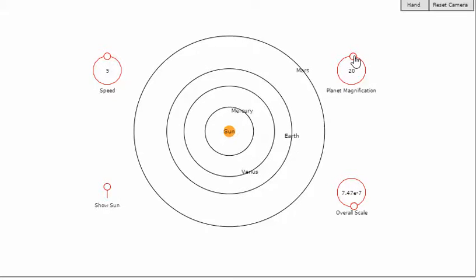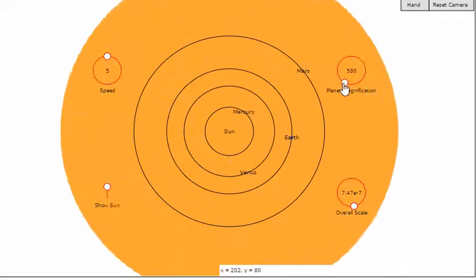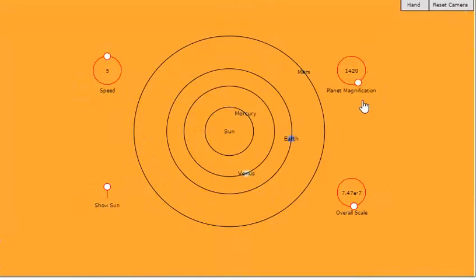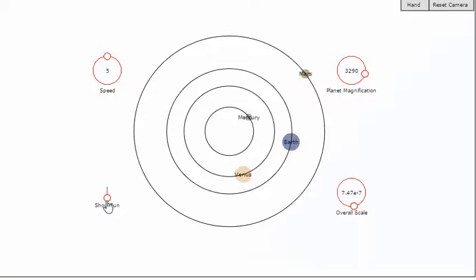Now, if I bring them back the way they were before and magnify everybody, you can see that the sun overtakes everything when it's magnified. So that's why I have this little switch here to turn the sun off.